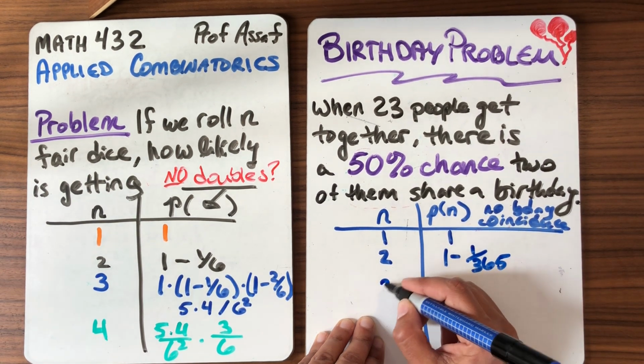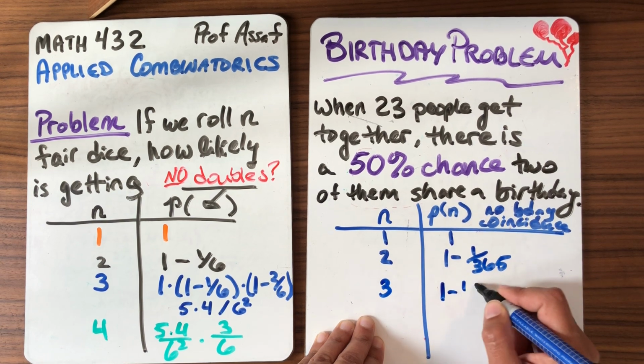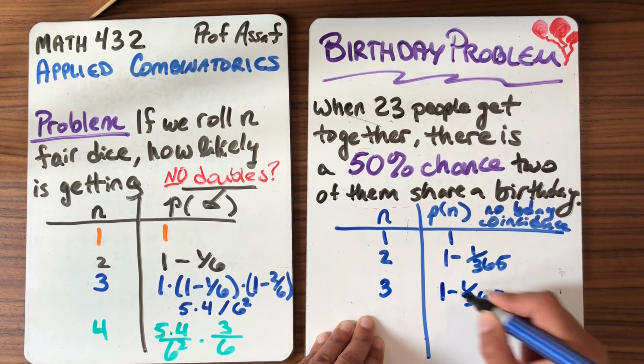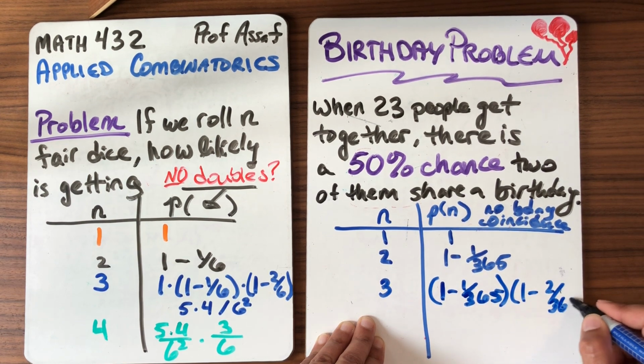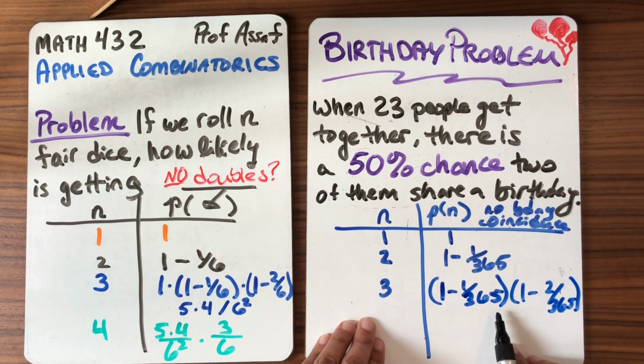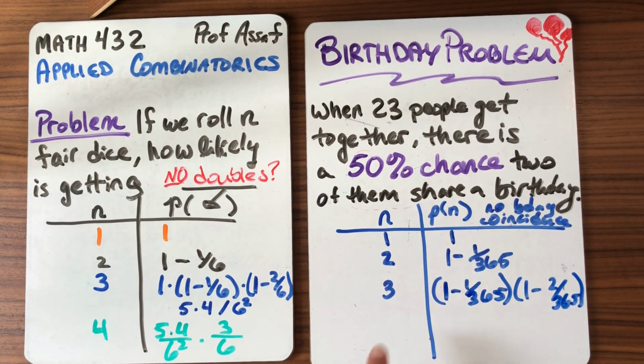And what about when we have 3 people? Well, we're going to take this probability, 1 minus 1 over 365, and multiply it by 1 minus 2 out of 365. 365, that's how many days in the year. Don't match the first person, don't match the second person. That's what happens with 3 people. And we can keep on going like this and fill out the whole table.